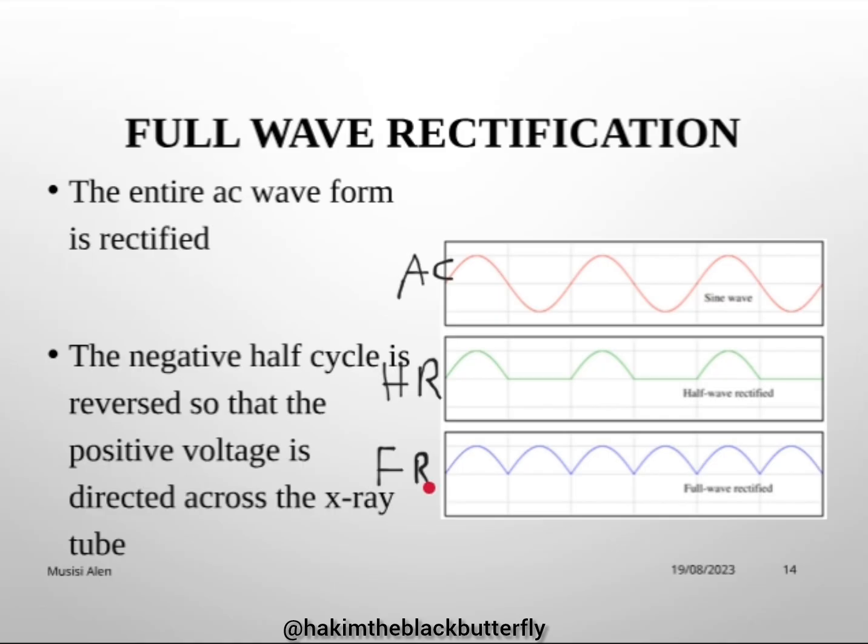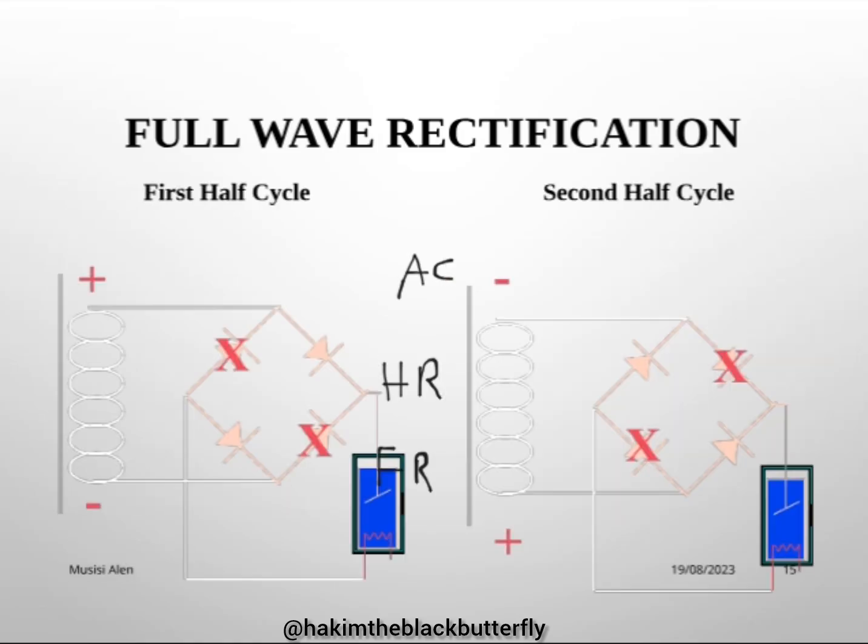Meaning, it is also producing low energetic X-ray photons. A bigger number of them is produced. Energetic X-rays are only produced when the voltage is at the maximum. So the negative half cycle is reversed so that the positive voltage is directed across the X-ray tube.